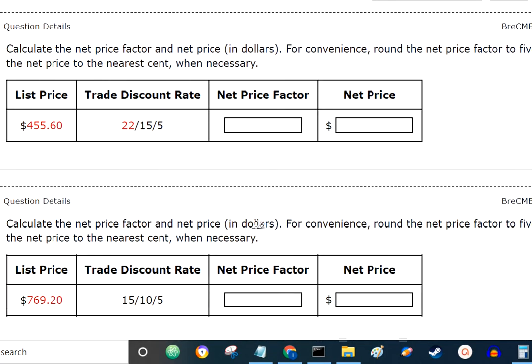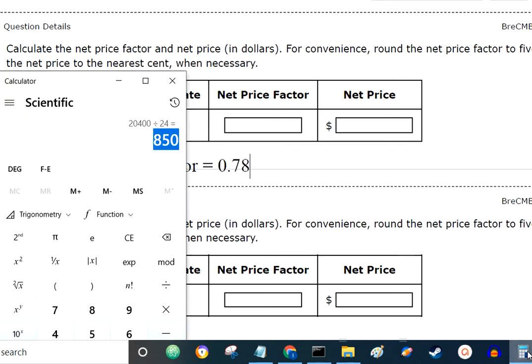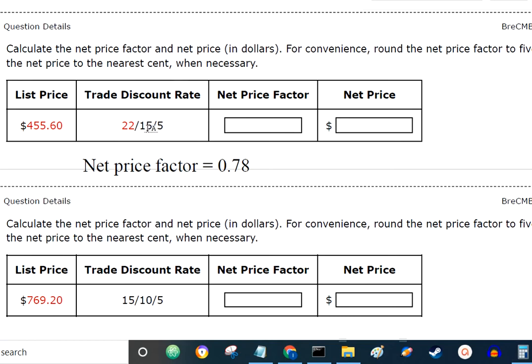Question 17. This one is giving us a chain discount. You get 22% off, 15% off, and then 5% off. So the net price factor is found by multiplying by each of those individual net price factors. So in other words, without so much jargon going on here, 22%, that means you get to pay 78% of the product price, right? The product is 100% of whatever they say. Well, if they give us 22% off, 78% is left over to pay. Same thing with the 15. 15% off means you pay 85%. 5% off means you pay 95%.